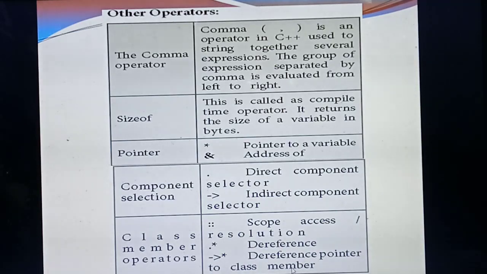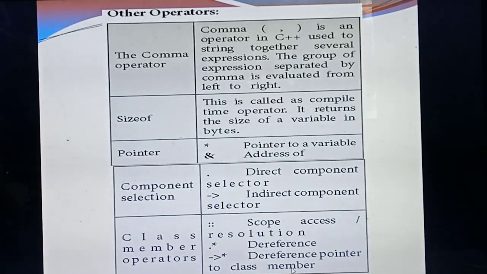What are the operators? Comma, sizeof, pointer, component selection and class member. Comma means the symbol comma. Sizeof will return the size of a variable. Pointer means two symbols, star as well as ampersand, which returns the address of a variable. Component selection means two symbols: dot for direct components, arrow mark for indirect components.